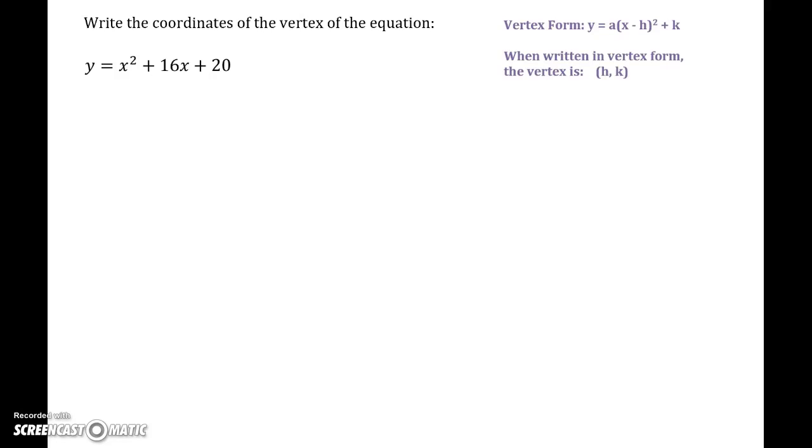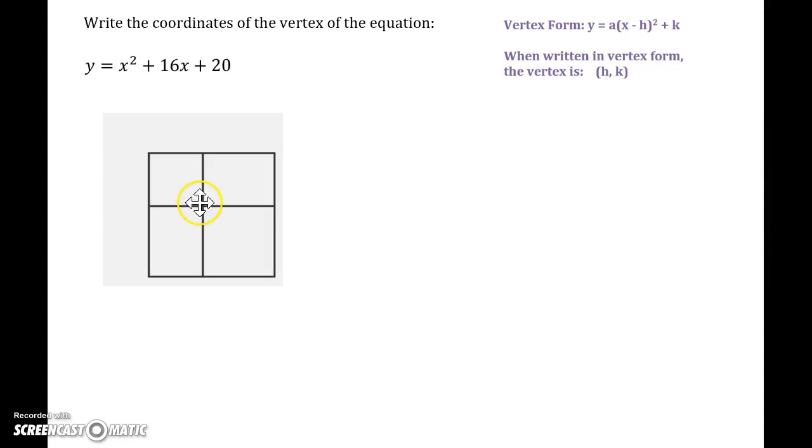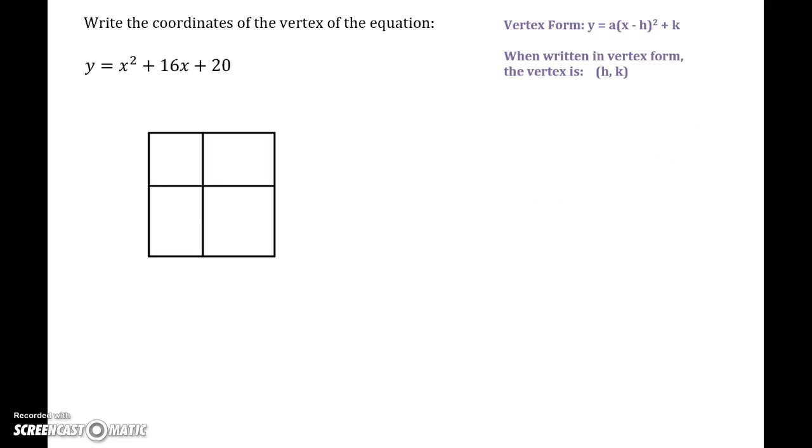In order to take an equation like y equals x squared plus 16x plus 20, you'll need to complete the square. One way to complete the square is by using an area model. An area model like this can be used, and because we know that our equation needs to have a perfect square part of it, we know that the two sides of the area model here and here have to be equal in order for it to be a perfect square.